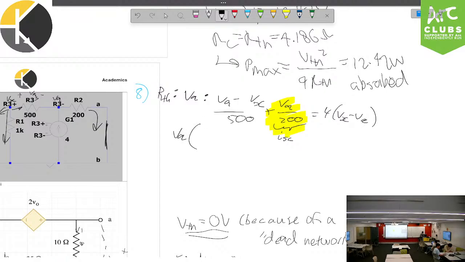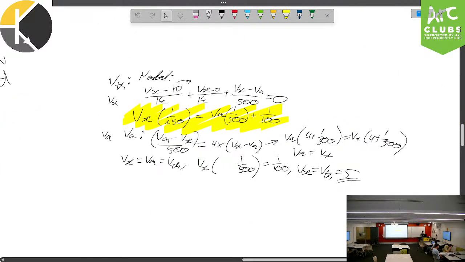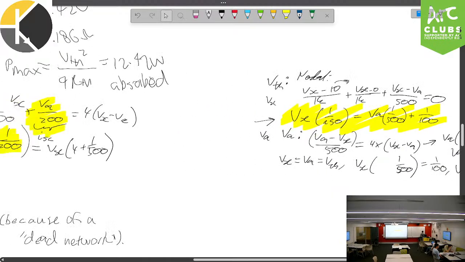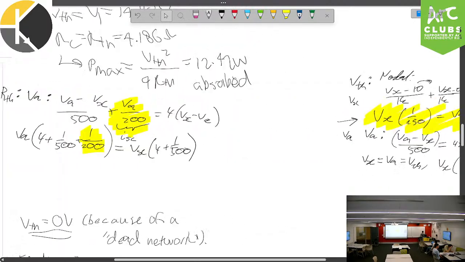We can immediately have all the VAs on one side, so we get 4 plus 1 on 500 plus 1 on 200. Let's give it a second to load. Yep. And this much is going to be equal to Vx times 4 plus 1 on 500. Now we see this little 1 on 200 term. It wasn't there before in our previous nodal, and it's the key to this entire equation. It's why we actually have an equation now. And so we can actually put Vx in terms of VA here, and then just solve this, which would be really cool. So, I mean, we've got 2 equations.